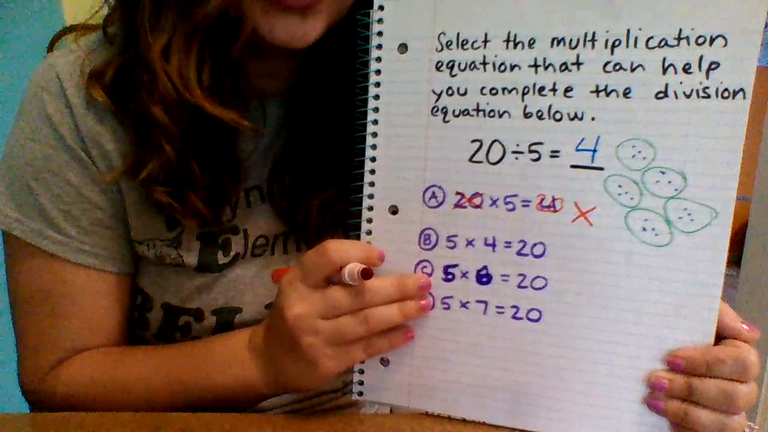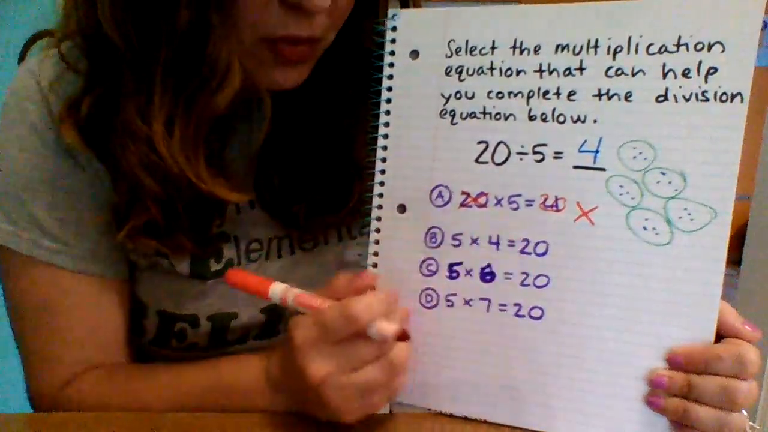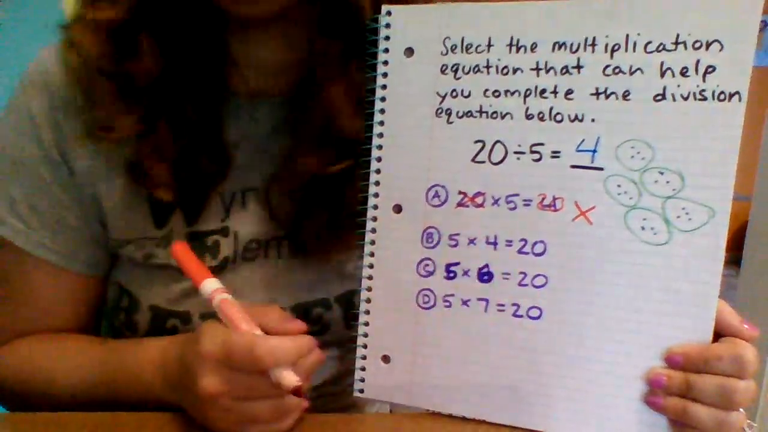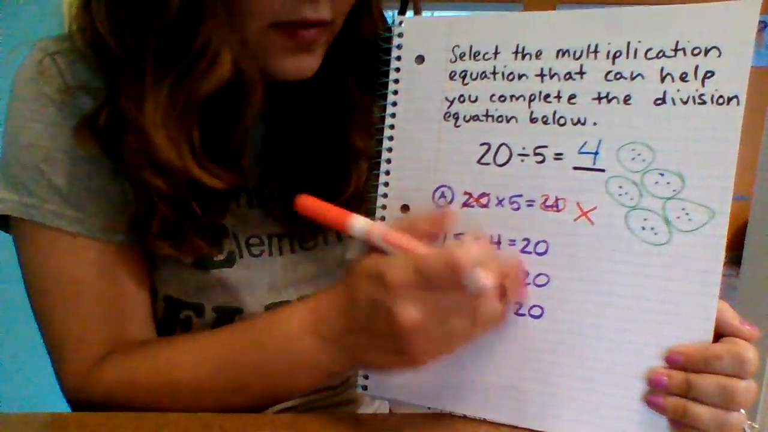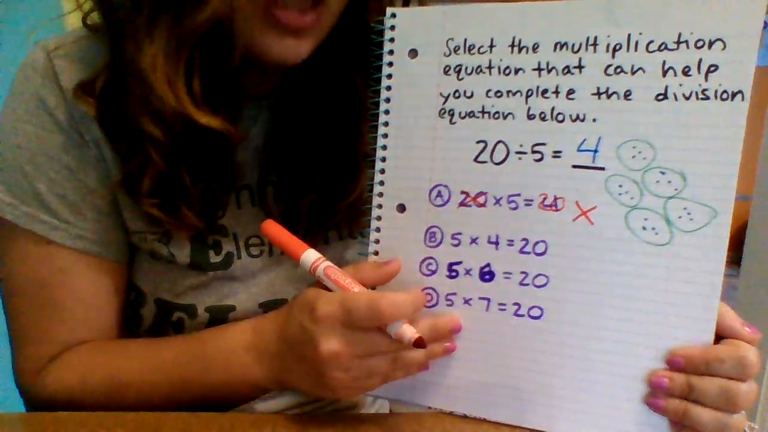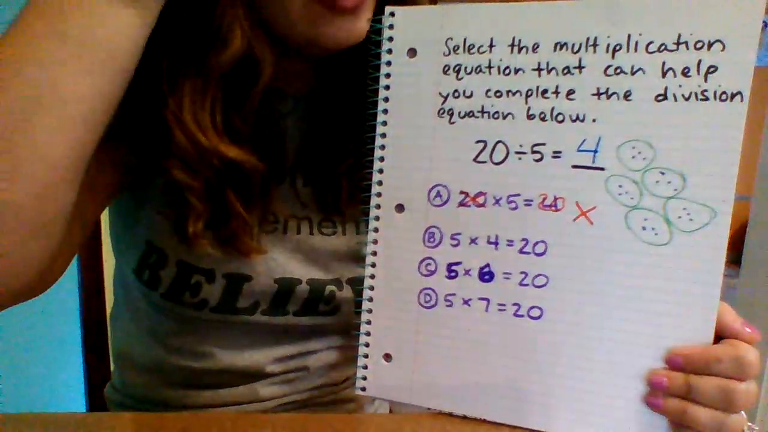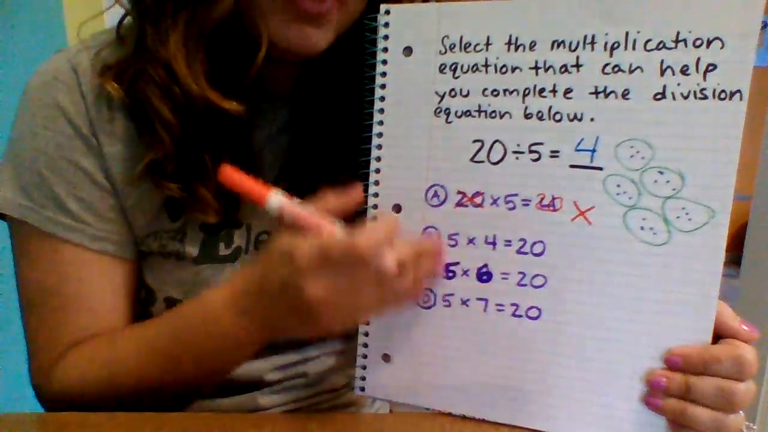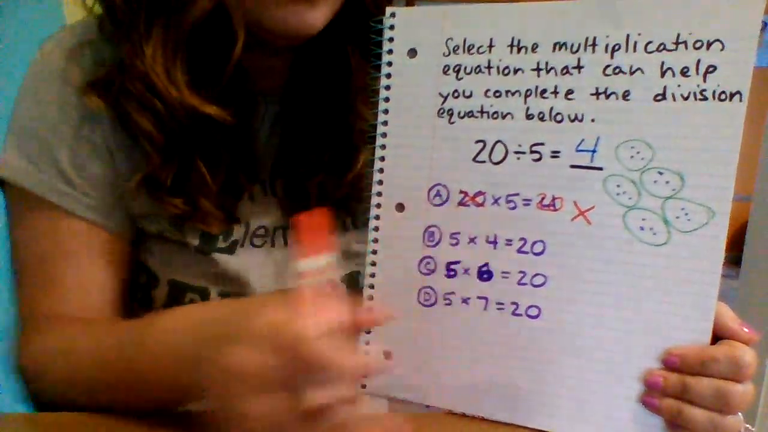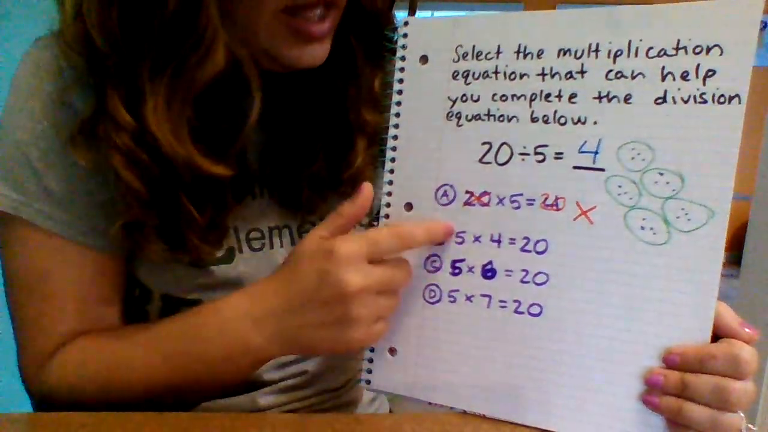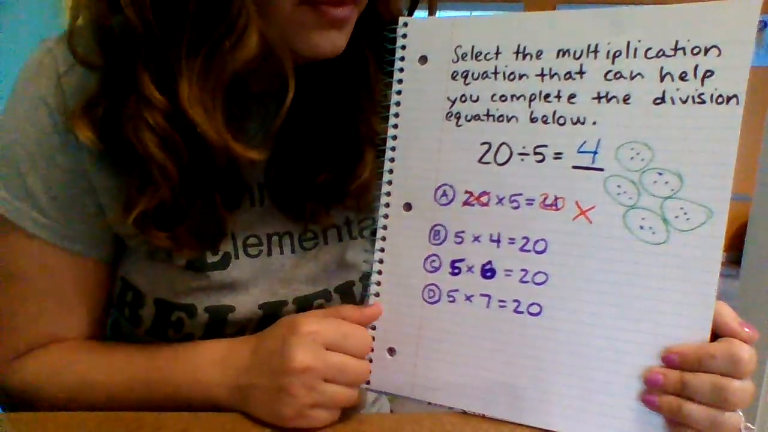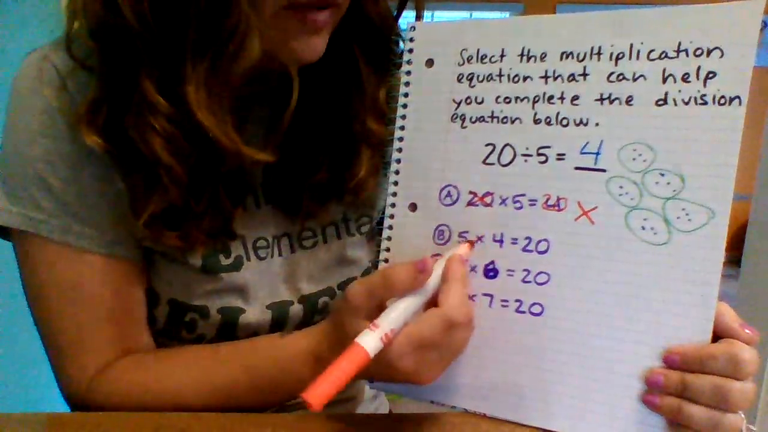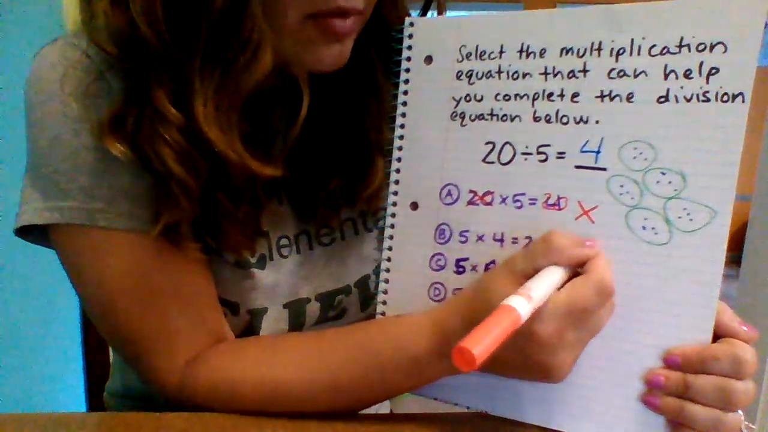Let's read these 3 equations. 5 times 4 equals 20. 5 times 6 equals 20. And 5 times 7 equals 20. You guys know that all of these aren't true, right? If you're not 100% sure on your multiplication facts, like maybe you haven't been practicing as much as you should, this might be a little bit of a problem for you, right? You're going to have to test these to make sure they're true. Is 5 times 4 20? 5, 10, 15, 20. Yes, it is. We skip counted by 5s 4 times to find that 5 times 4 is 20.